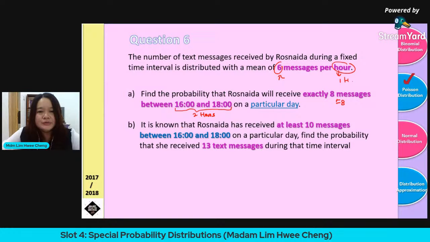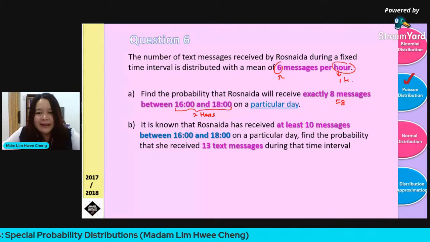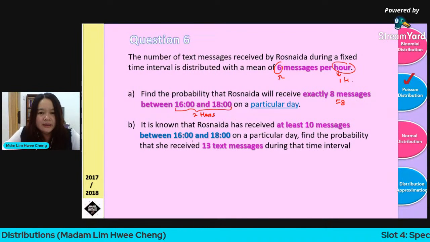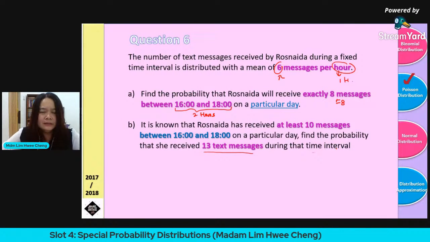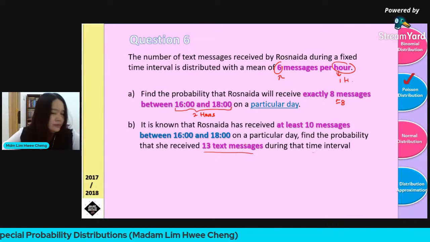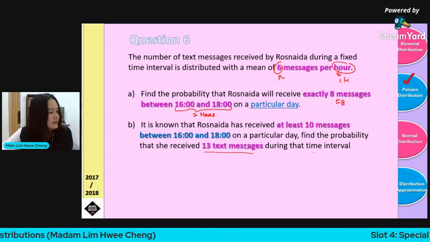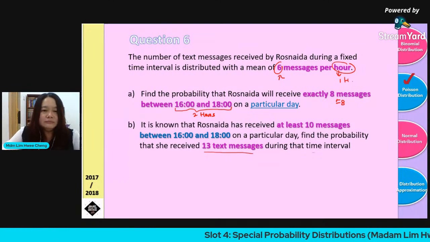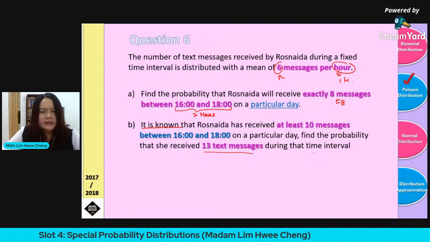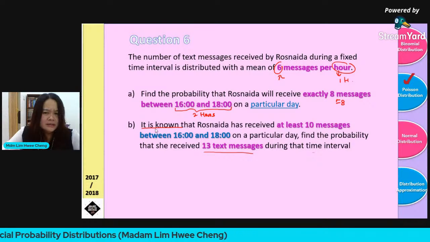Okay, then B is knows that has received at least 10 messages between ini on a particular day. Find the probability that he received 13 message during that time. Okay, so this one you have to take note that okay, at least 10 message. It is knows that. Okay, bila kita baca ayat ini, dia nak cari probability he receive 13 message in a time.